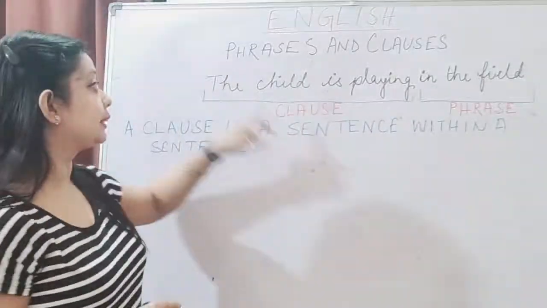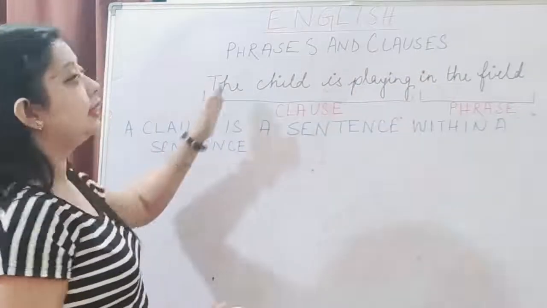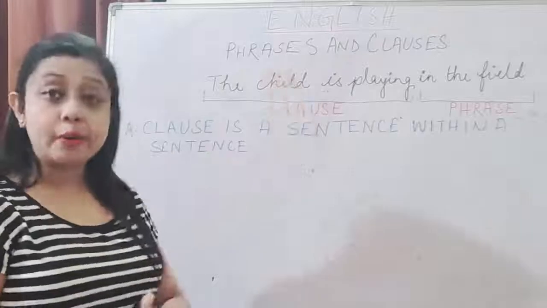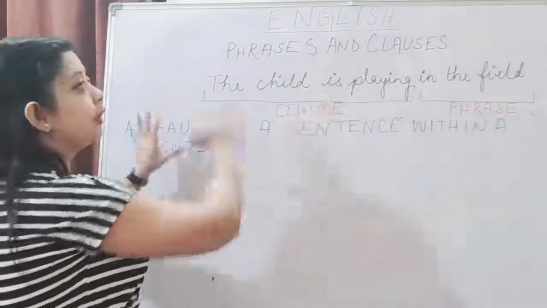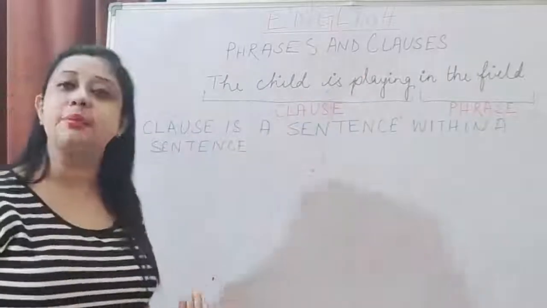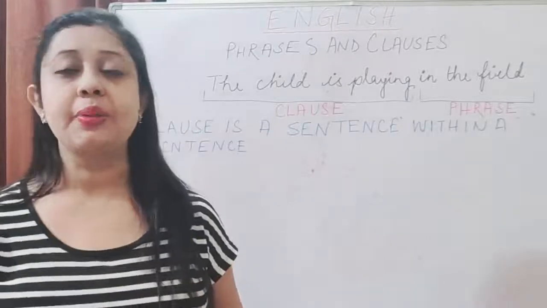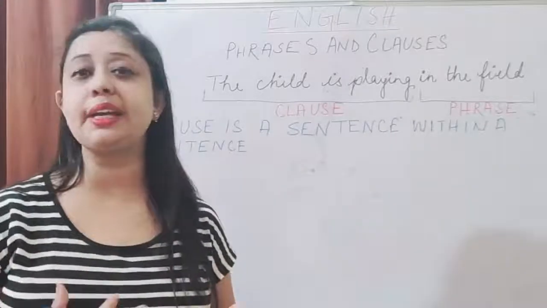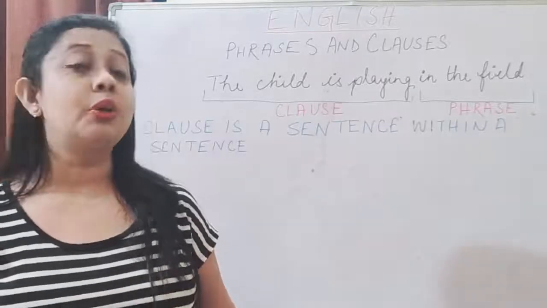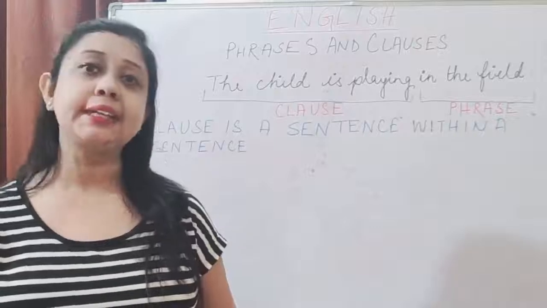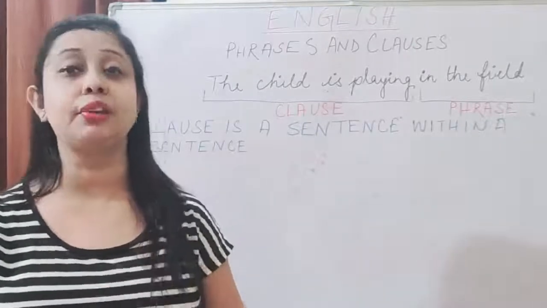What is the whole sentence? The child is playing in the field. And which is the clause? The child is playing. Now I am telling you that the child is playing is a sentence itself, within this whole sentence, the child is playing in the field. Now you might be thinking, how is it possible? How can a clause, which is actually a part of the sentence, be a sentence on its own? Okay, so let's prove that the clause is a sentence, or that it has the qualities of a sentence.